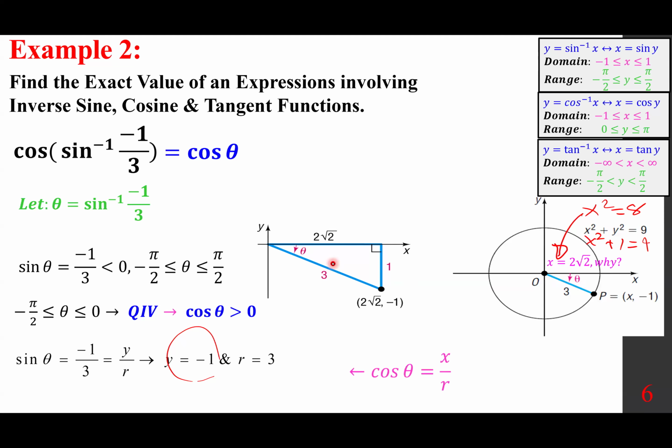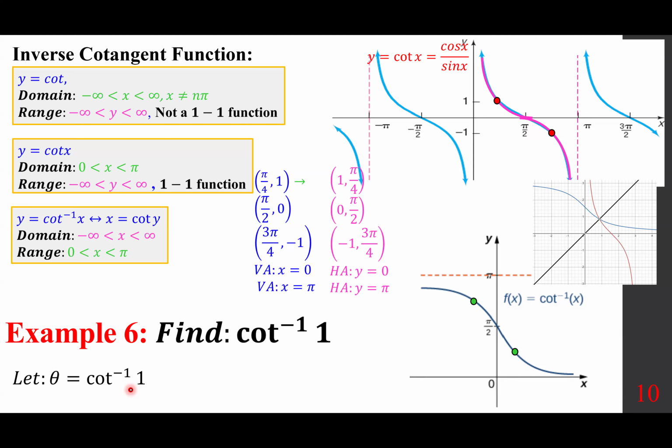So if we want to find the cotangent inverse of 1, then we let theta be cotangent inverse of 1. Therefore, cotangent theta must be 1. It is a common arc. Theta must be pi over 4. That's the restriction, 0 to pi.